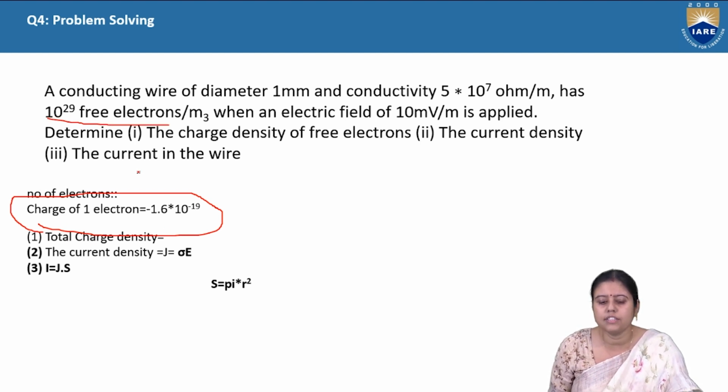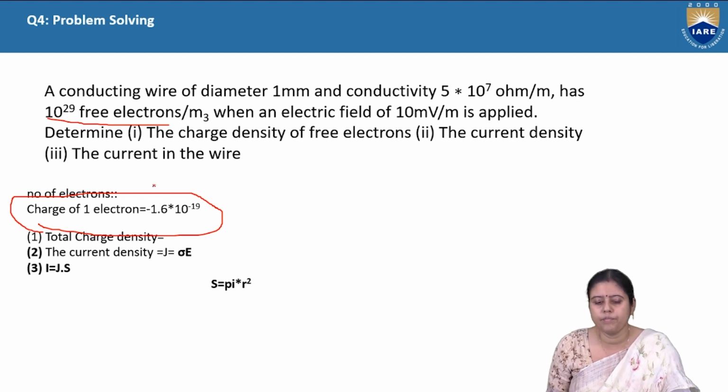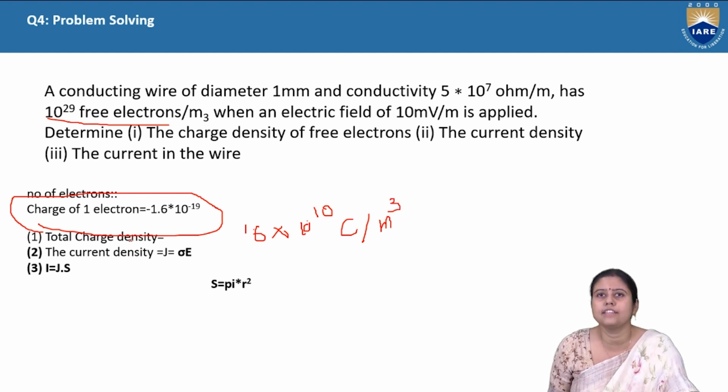So what is the total charge density? Minus 1.6 into 10 to the power minus 19 into 10 to the power 29. If we put the values, we will get the charge density, and the unit will be coulomb per meter cube. What is the current density?